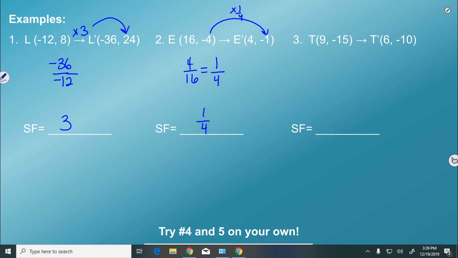Then T, again, T prime, we're going to do T prime over T, so that's like doing 6 over 9. Again, can't divide that. I would get a repeating decimal, but I can simplify. 3 goes into 6 and 9, giving me 2/3. So my scale factor is 2/3. And again, if I do 15 times 2/3, I do get 10, so I know I'm correct. All right, so you're going to try finding the scale factors for 4 through 5 on your own.